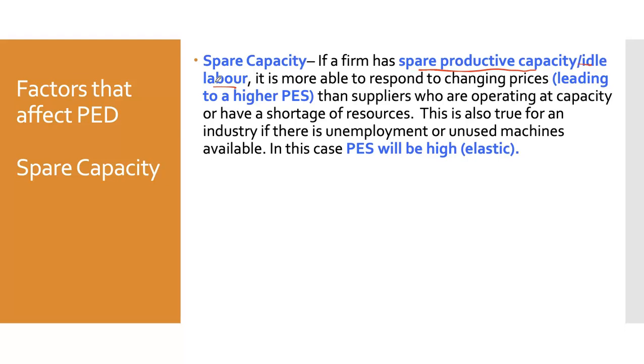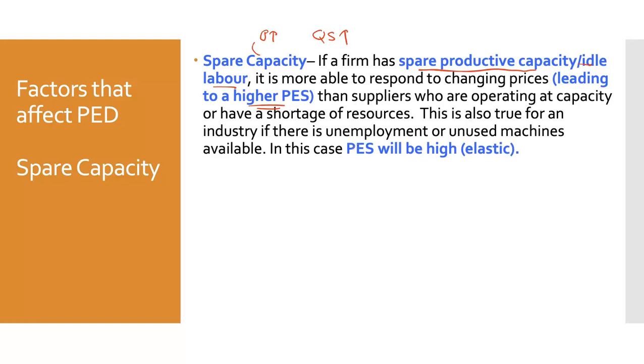Now, if a business has spare capacity, it is going to be able to respond to changing prices more effectively. It's going to be more responsive. This will lead to a higher price elasticity of supply. So, for example, if there is spare capacity and the price goes up, they are going to be able to significantly increase their quantity supplied because they can use their capacity. Now, if suppliers are operating at capacity or have a shortage, this is going to be hard for them to do.